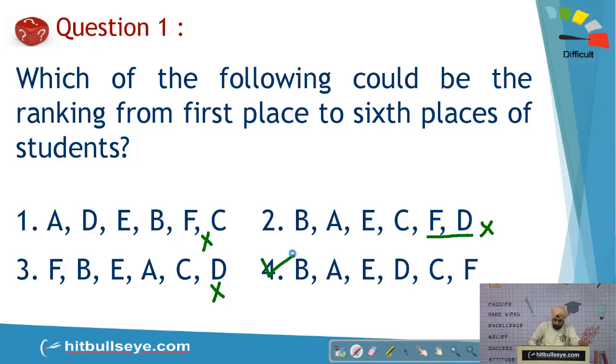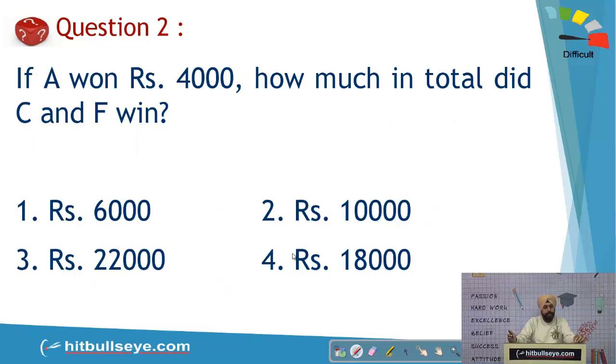Right? Moving on. This was another question, students. It says A won rupees 4,000. Now we know 4,000. If you write in terms of prizes, say it is 2, 4, 6, 8, 10 and 12. Now it was given in the directions only that E gets rupees 8,000. Now here it says A 4,000.